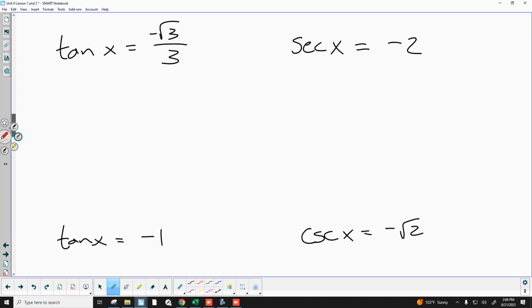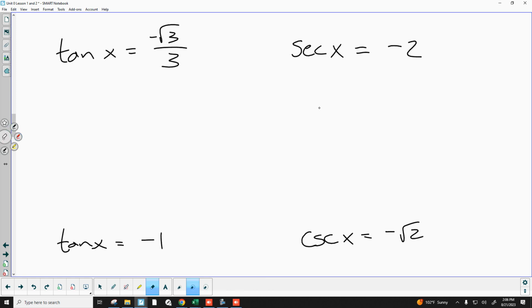Cool. Let's go to this one over here on the right. Secant equals -2.